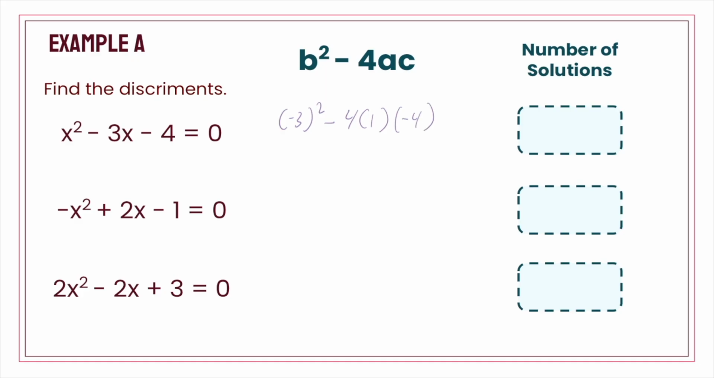Now, if we do this correctly in our Desmos calculator, it will do the work for us. And if we do that, we end up getting 25. So is 25 positive? It is. So that tells us that there are 2 solutions.